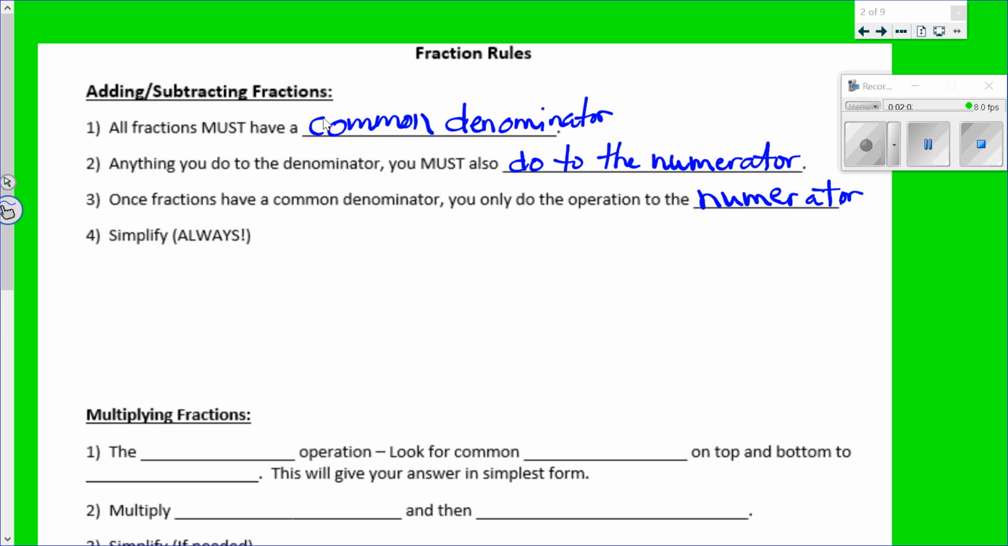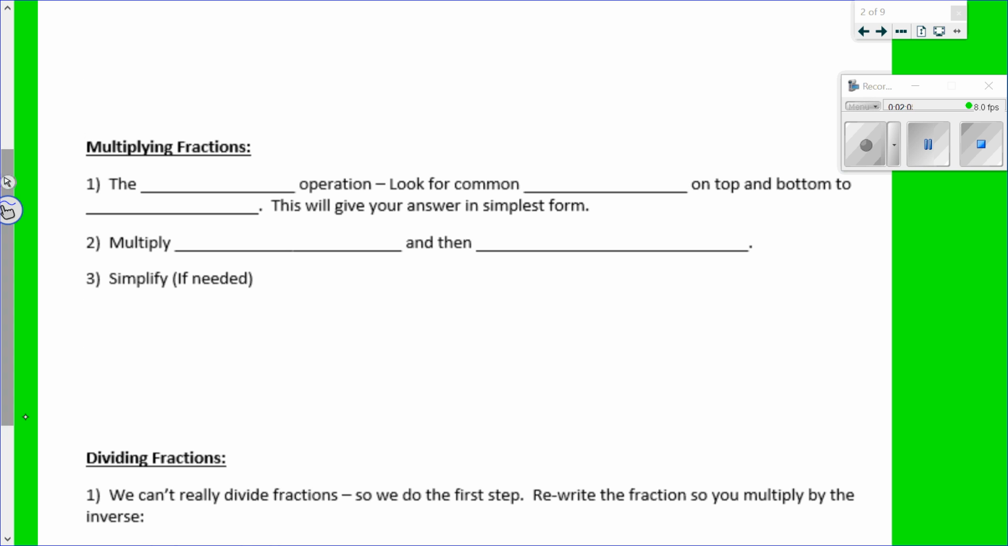Okay, our next one is multiplying. Multiplying is the easiest operation to do with fractions, guys. This is super simple. All we need to do is look for common factors on the top and the bottom to make our math easier. So what are our 4 key numbers we're looking for to find common factors? 2, 3, 5, and 7. Good job, Sola. So we're looking for those 4 key numbers, 2, 3, 5, 7.